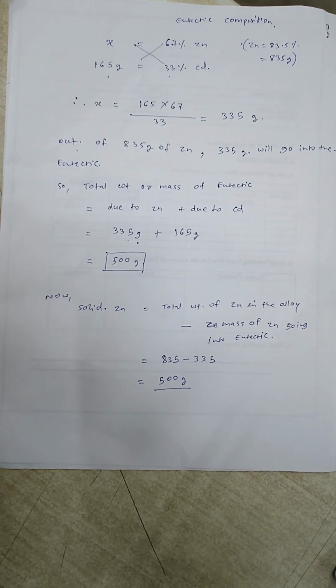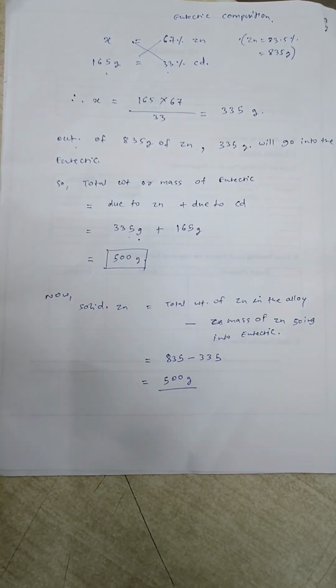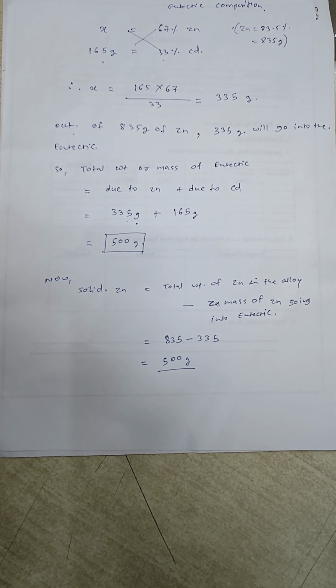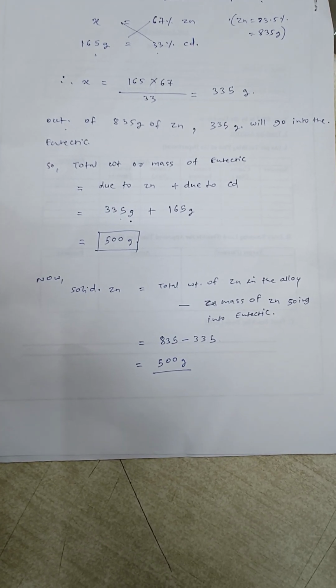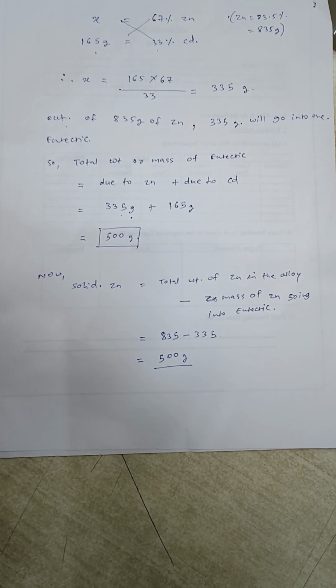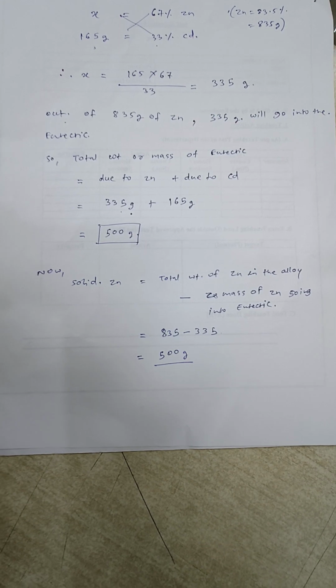So the question will be like this: weight of the Zn in the eutectic, weight of the cadmium in the eutectic, total weight of Zn and cadmium in the eutectic, then solid Zn or solid cadmium.